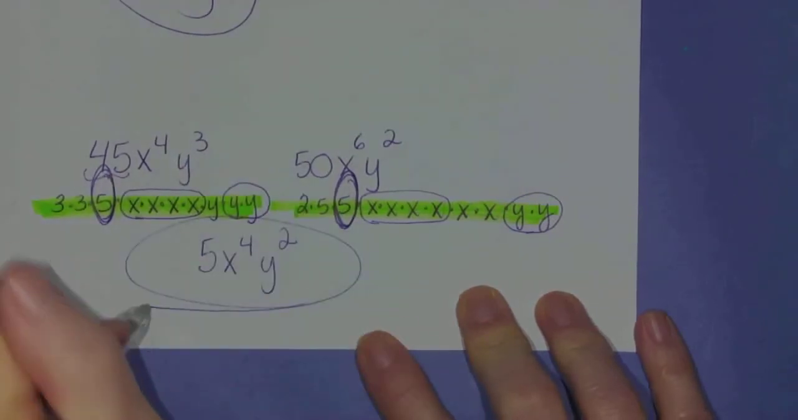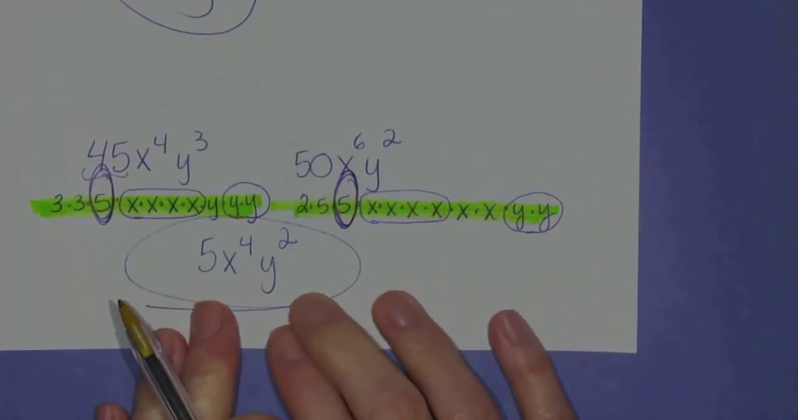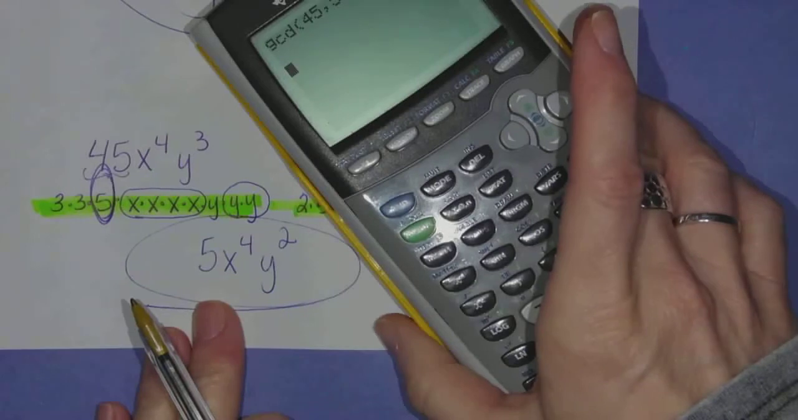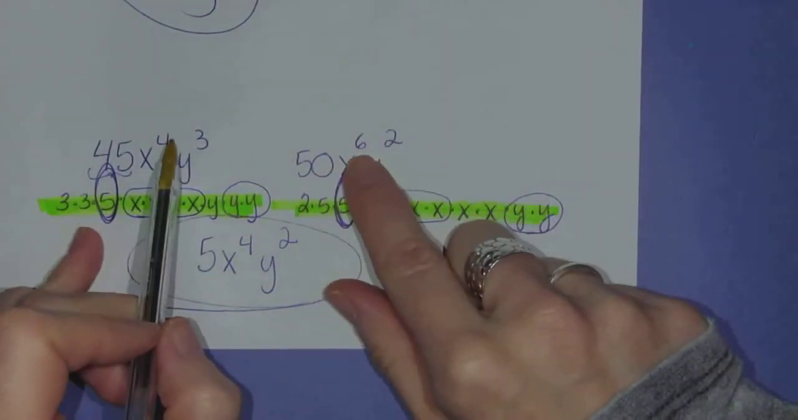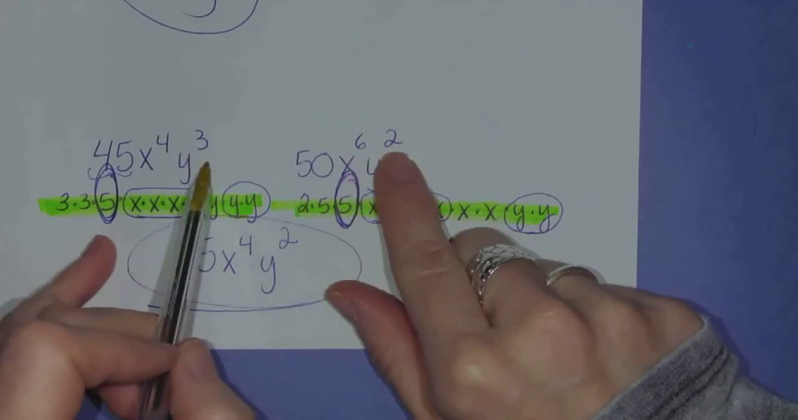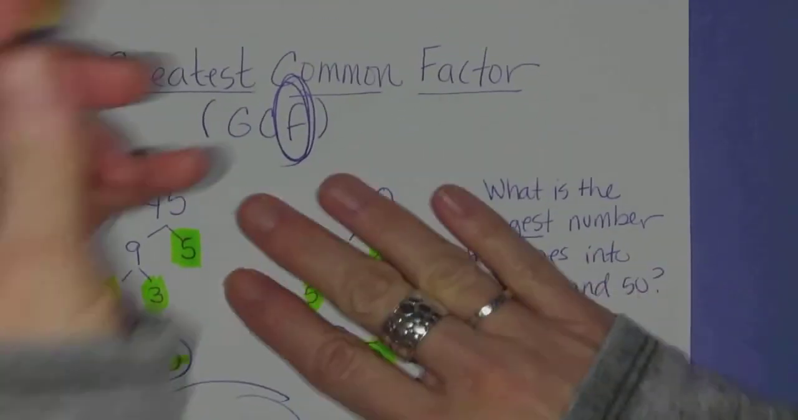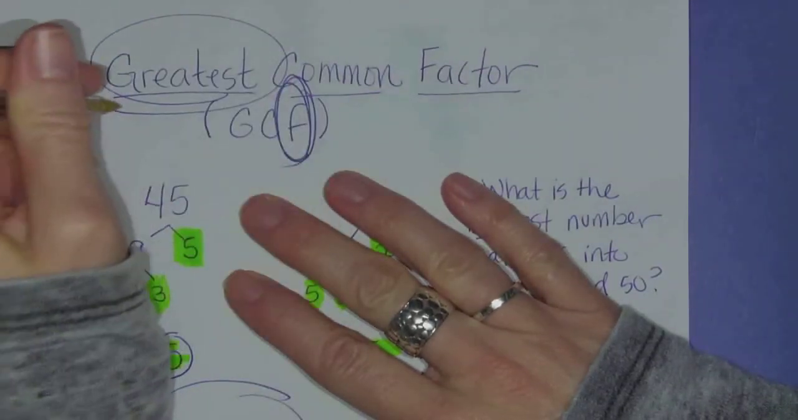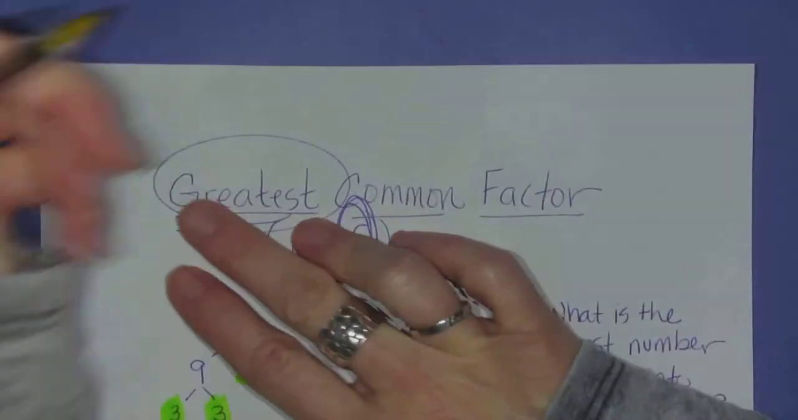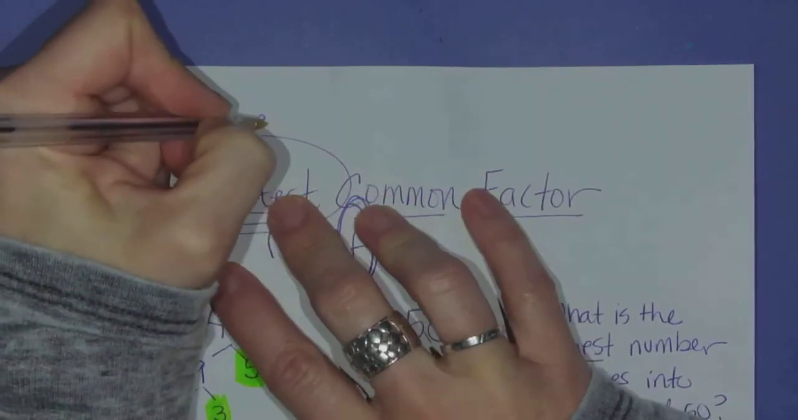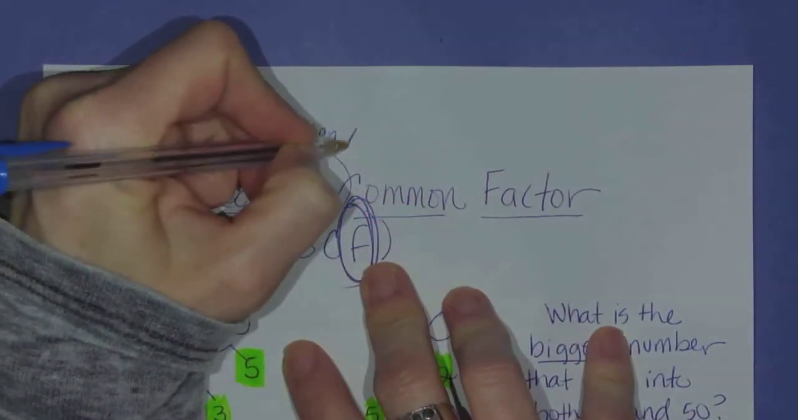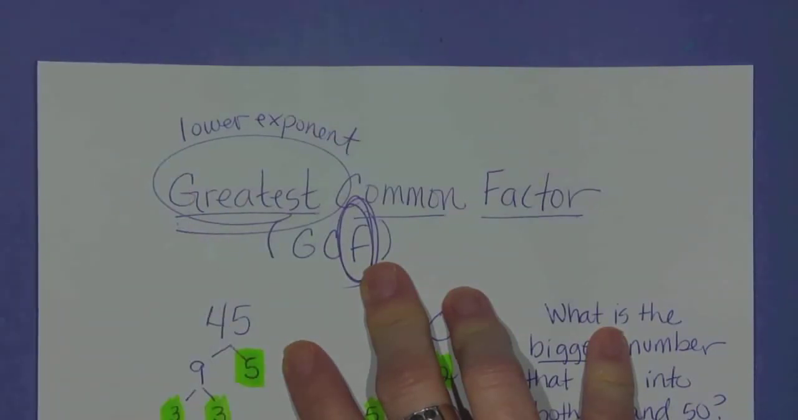Final answer. So if you want to go a little bit faster, you have this capability, plus you know to take the lower of the two exponents on any variable. It's kind of funny because the word greatest is in the title, yet you take the lower exponent. It's like that's opposites. Greatest, lower exponent.